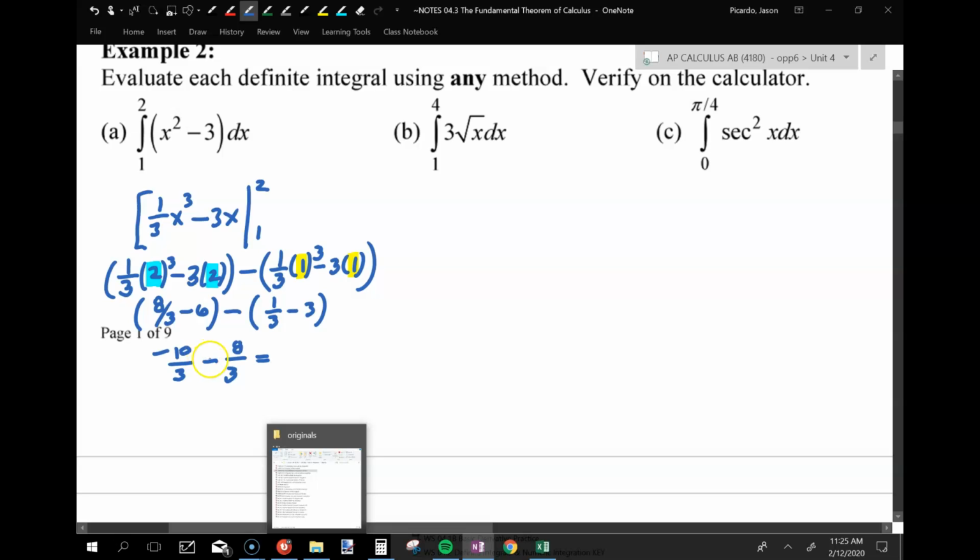Yeah, so this is going to be what? Positive, right? Yep, because this is negative and this is minus, so 2 positive, so negative 2 thirds.